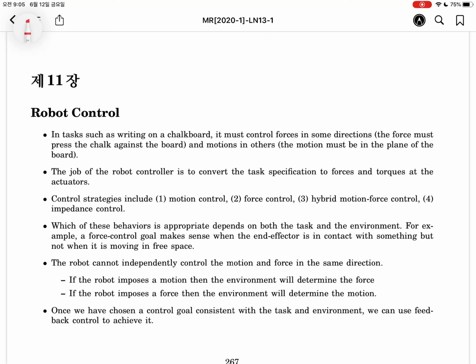This is lecture 13, number 1. I will deal with chapter section 11.1 and 2 now. And then next lecture will be 11.3. And then I will finish the remaining chapters until the Sunday.